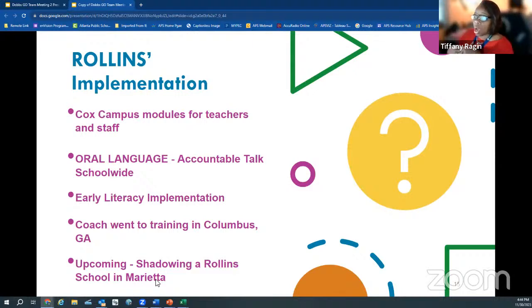Also, some of our leaders, EIP teachers and leaders, are going to a Rollins school in Marietta before the end of this semester, so that we can shadow some of the successes and see what we can bring to Dobbs as well.